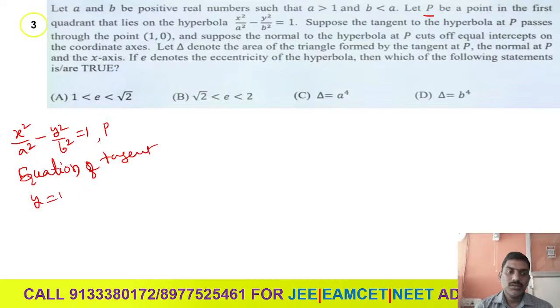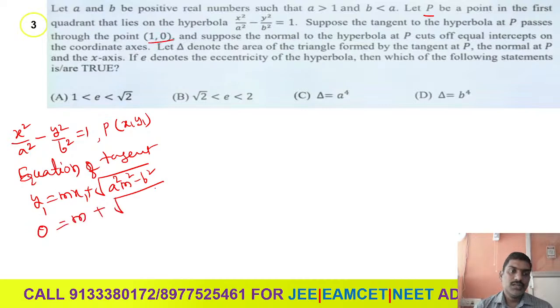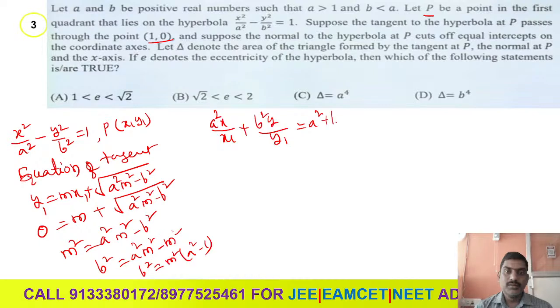Y is equal to mx plus under root of a square m square minus b square. So this tangent passes through the point 1 comma 0. Let us take the point P as x1 y1 here. Then y1 is equal to mx1 plus under root of a square m square minus b square. It is passing through the point 1 comma 0. So substitute here: 0 is equal to m times x1, that is 1, plus under root of a square m square minus b square. Then b square is equal to a square m square minus m square.